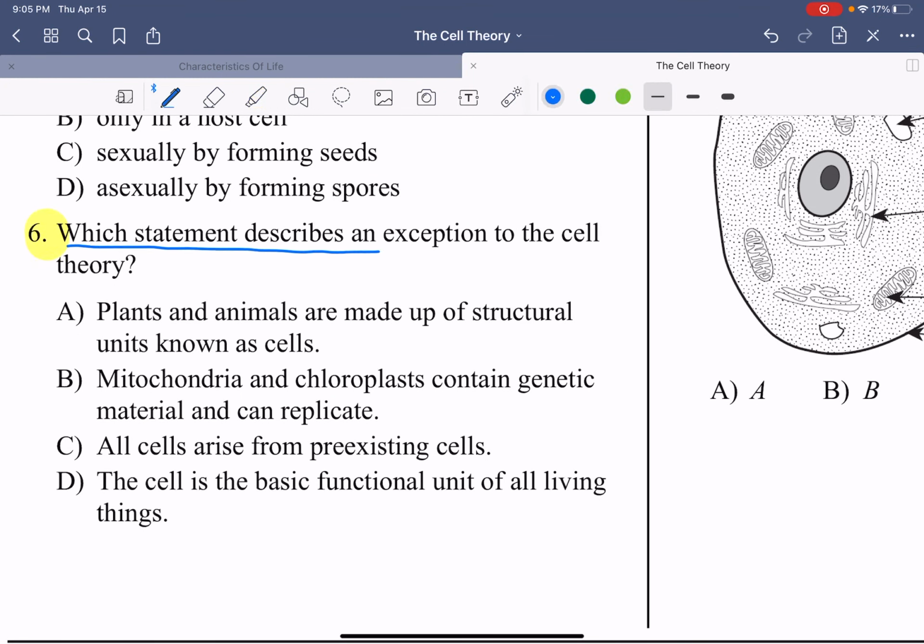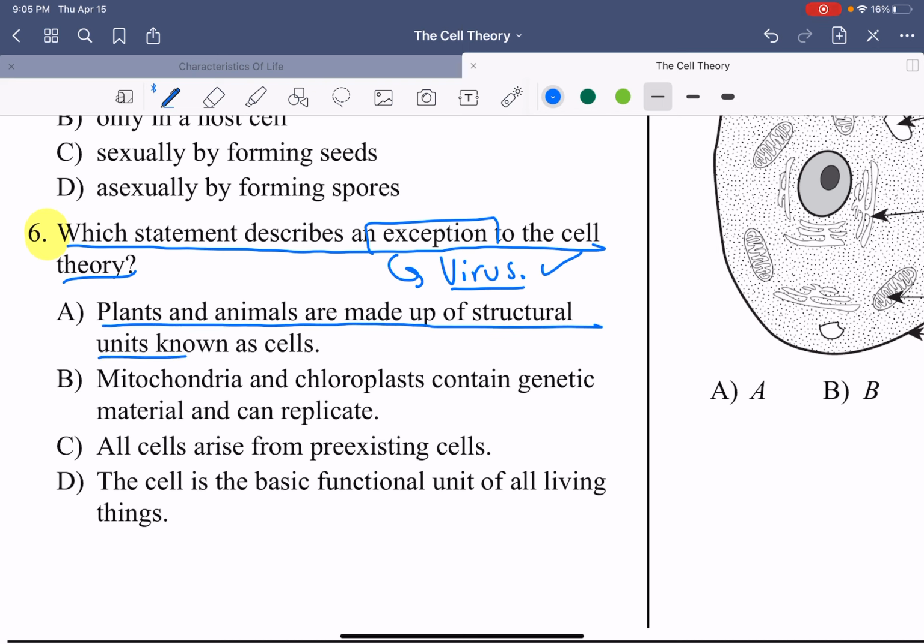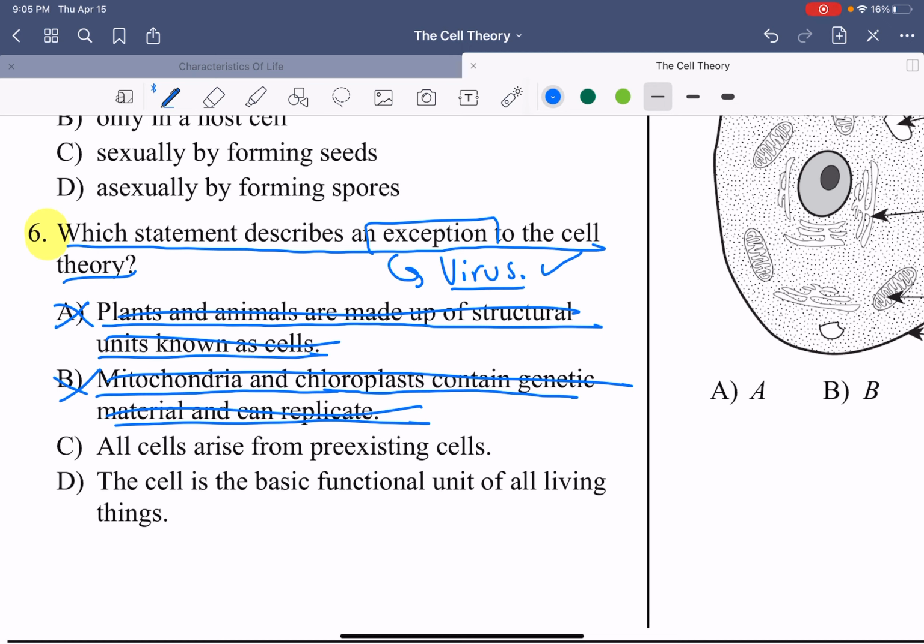Which statement describes an exception to the cell theory? Here we go again. Exception. When you think of exception, you always want to think about the virus, but it has to explain the virus correctly at the same time. Plants and animals are made up of structural units known as cells. That is not the exception. Mitochondria, it's already going in a bad way. Let's see. Mitochondria and chloroplasts contain genetic material and can replicate. That's not the exception we spoke about. Let me just read this again just in case, because I don't see virus here.